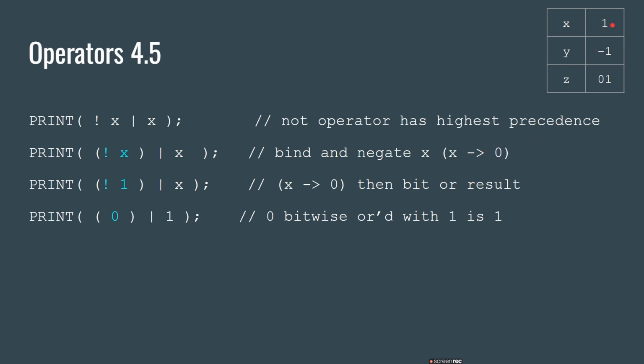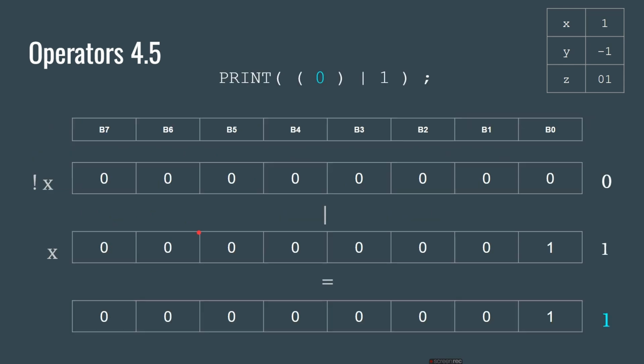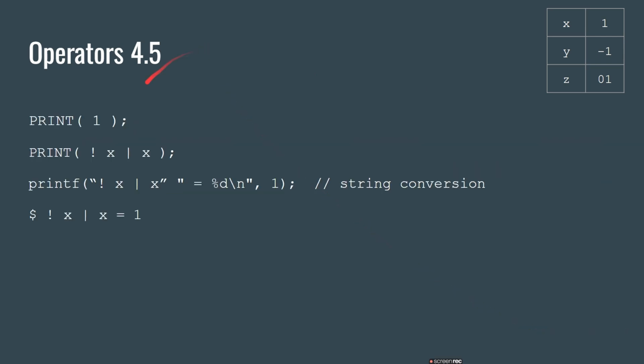So x being a value of 1, if we negate 1, it becomes 0. The result of x is still 1, so we bitwise OR 0 and 1, which results in 1. Here we can prove to ourselves that bitwise ORing 0 and 1 is indeed 1. Not x is 0, so we have the byte of 0. x is 1, and we can see the byte of 1, with 1 representing the B0 location. Doing our bitwise OR, 0 ORed with 1 is 1, and 0 ORed with 0 is 0. Therefore, the resulting value is 1. And last but not least, the resultant 1 gets passed into the print macro to print that.